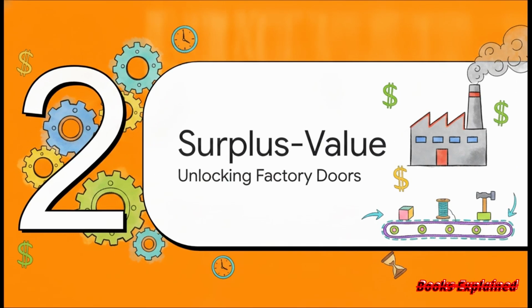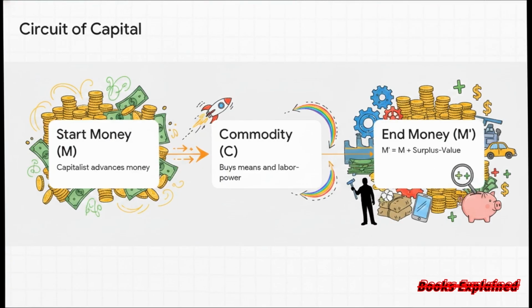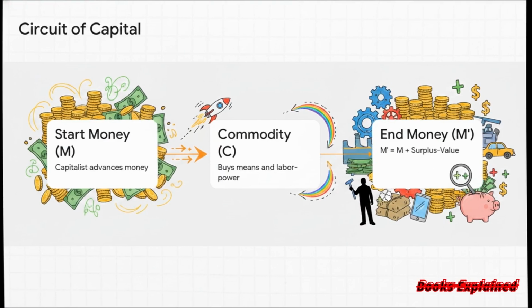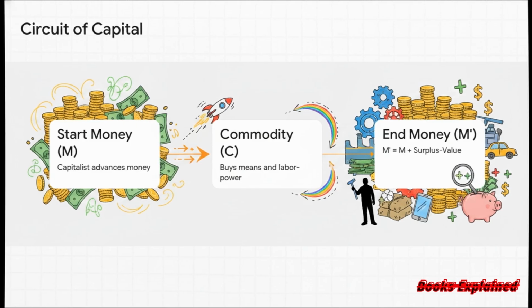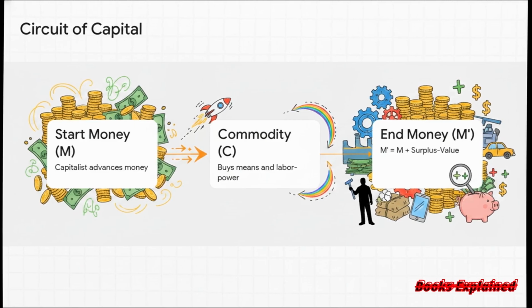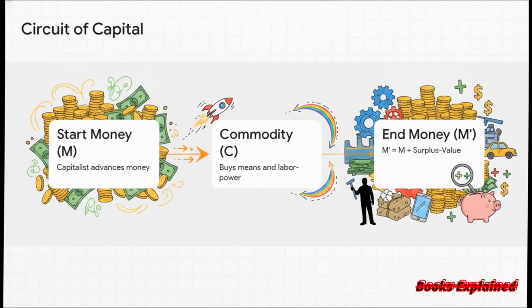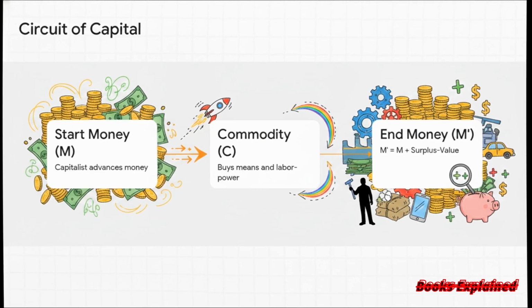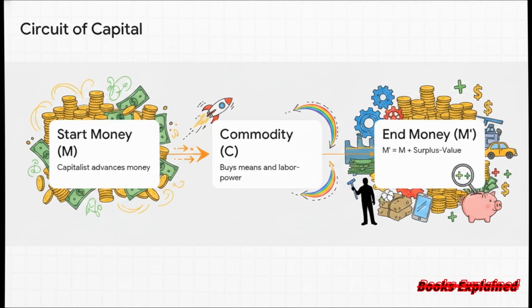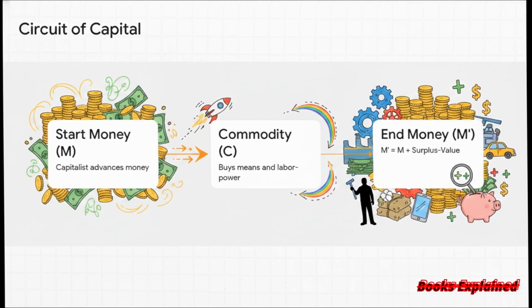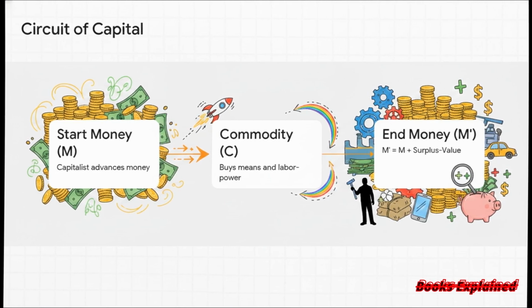Section 2. The secret of surplus value, unlocking the factory doors. Now, what's really interesting here is how the fundamental mathematical circuit of capital is broken down. You don't just have money sitting around. Capital is literally money in motion. It starts with money, M, which is used to buy commodities, C, only to sell them for more money at the very end. We call that M prime. The entire rational motive of this circuit is ending up with more money than you started with.